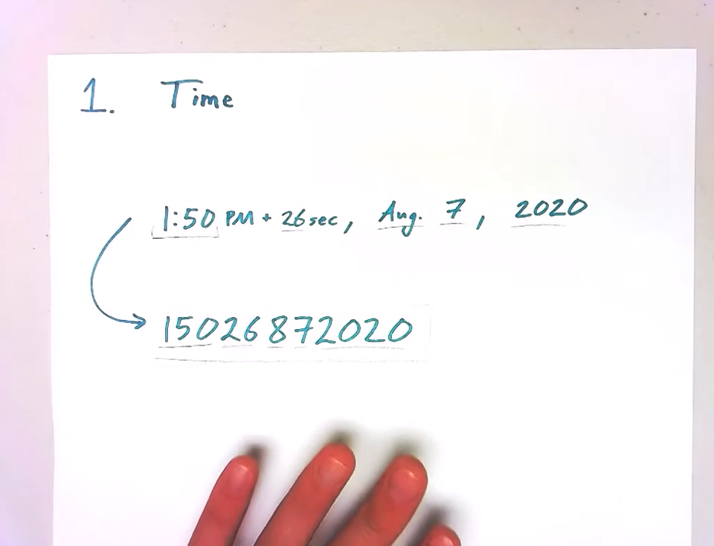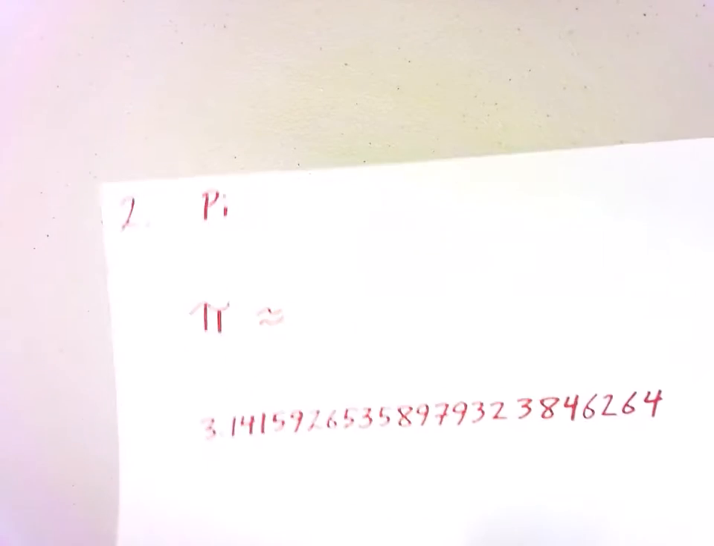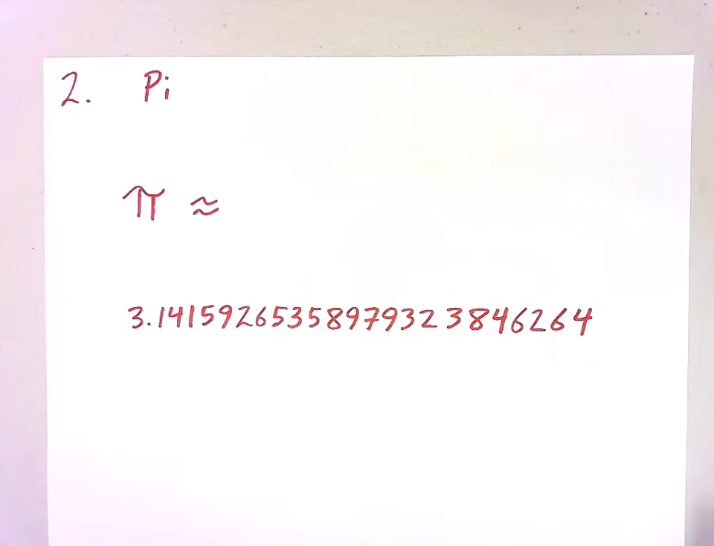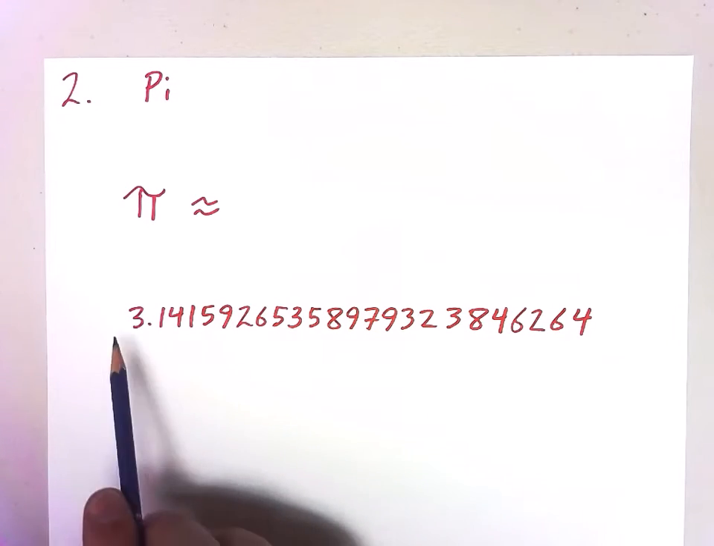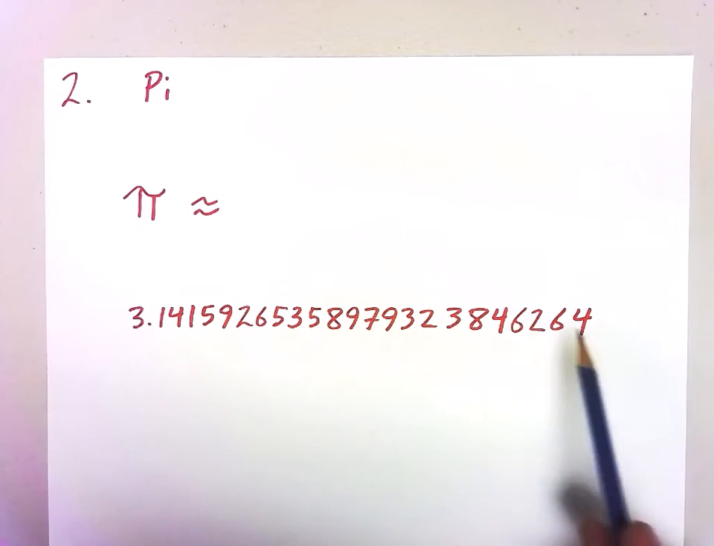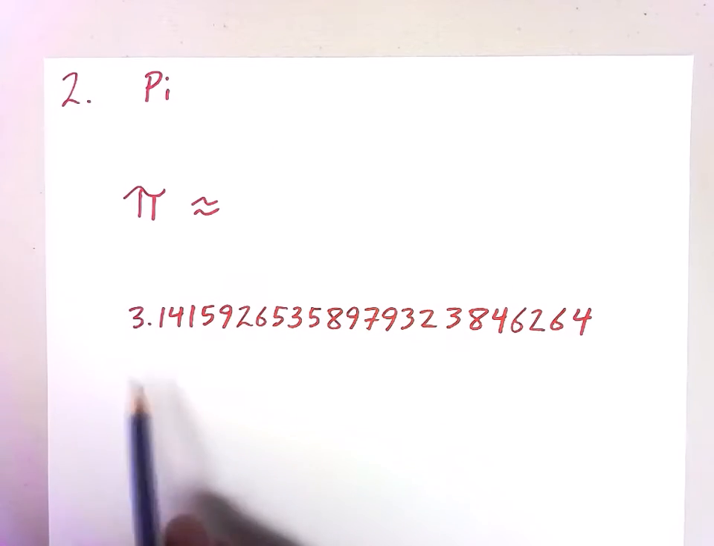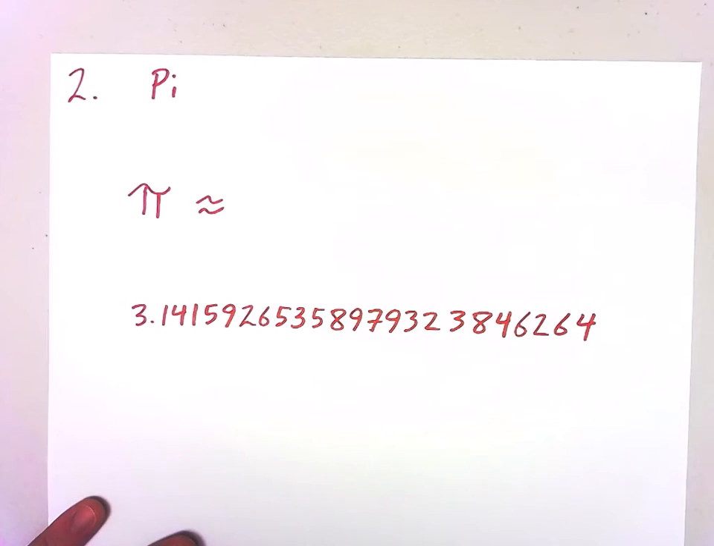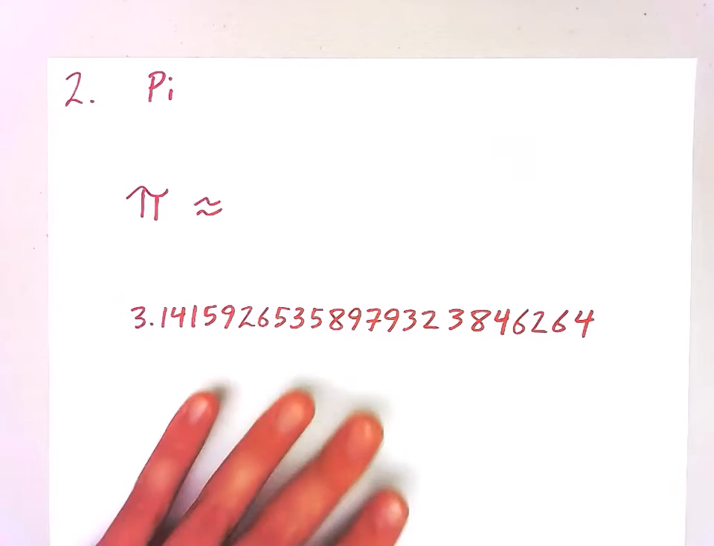The second place I pulled from is pi, which is not random either. It's a specific sequence of numbers, but there's a mix of different digits in there. So all those numbers are what I used for the second part of the equation.